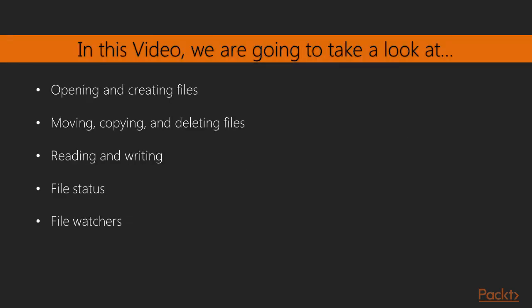We will learn how to open and create files, and then we'll do some basic operations like move, copy, and delete files. We'll then look at ways to write and read to a file, and then we'll explore how to inspect file properties like last modified, for example, and we'll conclude by implementing a file watcher in Go, which basically watches for file changes and reports them when they happen.